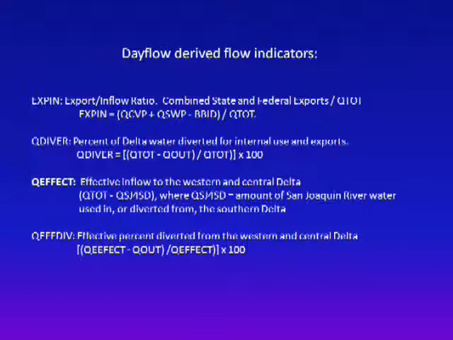This is not a percentage or a ratio. It's actual flow, but it's subtracting the loss cost to water use or diverted from the southern delta, and this last is based on the previous one. And what is the percentage of that water diverted in the delta resulting from this diversion in San Joaquin?